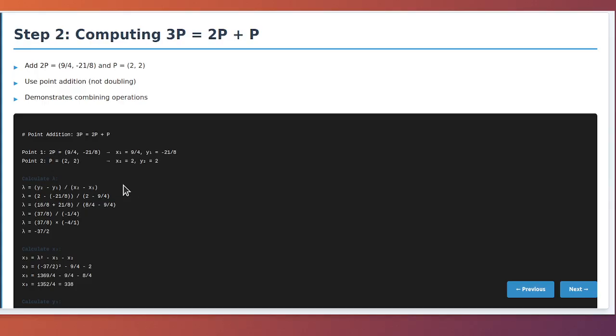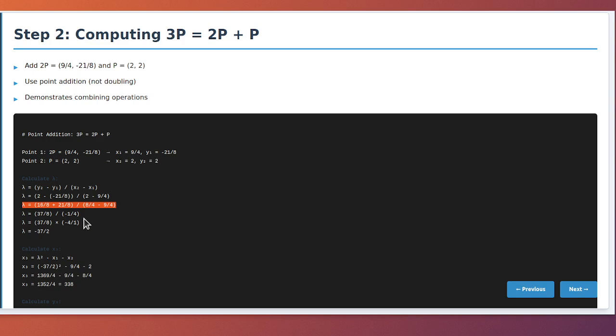First, let's compute the slope lambda. The formula for lambda is (y2 minus y1) divided by (x2 minus x1). Given our values, x1 is 9/4, y1 is negative 21/8, x2 is 2, and y2 is 2. To find the numerator, we calculate 2 minus negative 21/8. This simplifies to 2 plus 21/8. By converting 2 to an equivalent fraction of 16/8, the numerator becomes 16/8 plus 21/8, which equals 37/8.